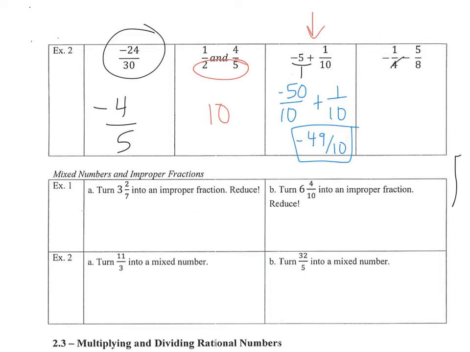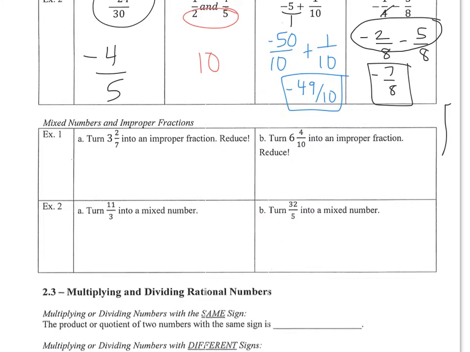And then I want to get a common denominator of 8. So this would be negative 2/8 minus 5/8, which is the same thing as negative 2 minus 5, which is negative 7/8. And also be able to move back and forth with improper fractions and mixed numbers. So this is called a mixed number because you can think of it as a mix of two different types of numbers. There's a mix of a whole number with a fraction.